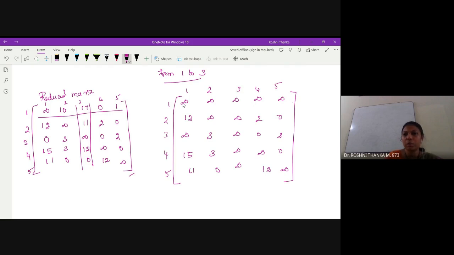Here this row is full of infinity, leave it. In the second row the minimum value is 0. Third row also we have 0. Fourth row also we have 0. Fifth row also we have 0. So row wise there is no reduction. Now let us do column wise.